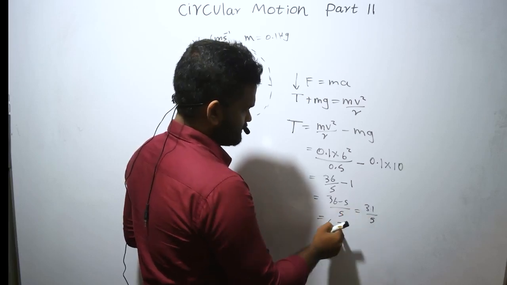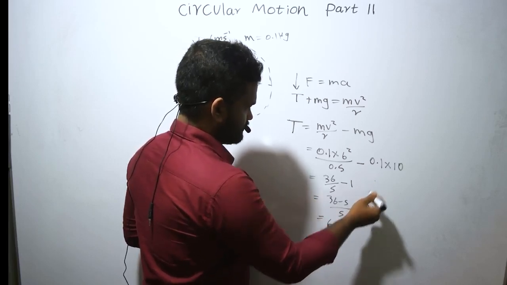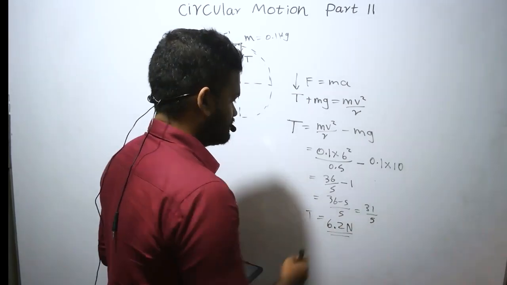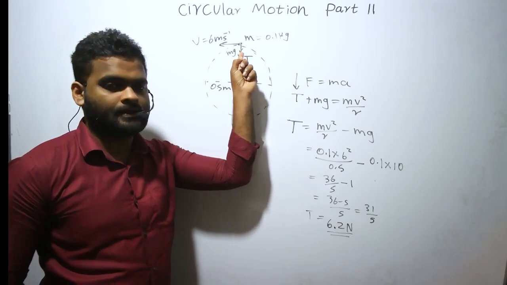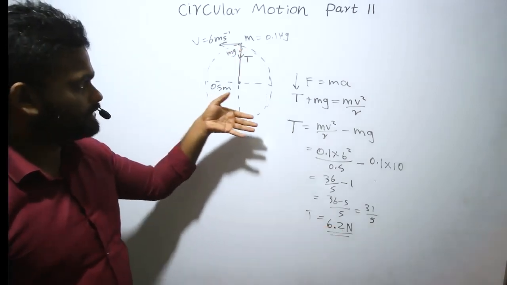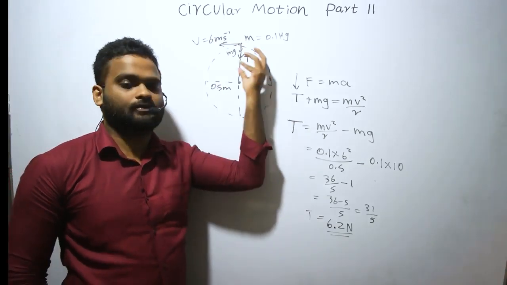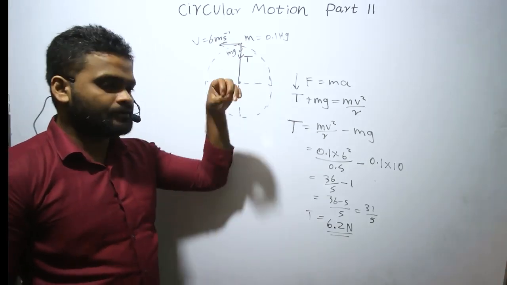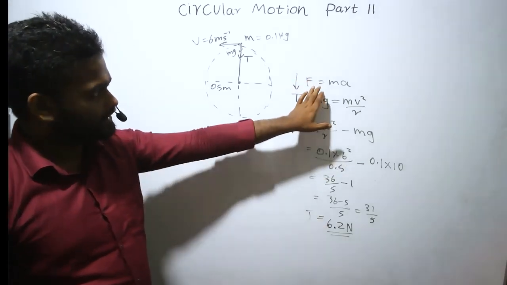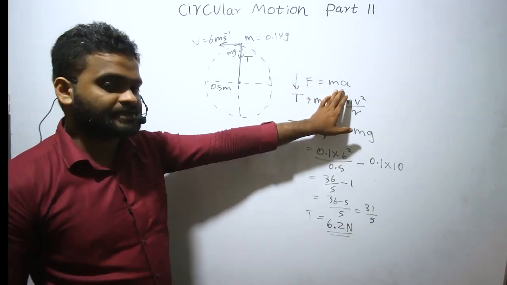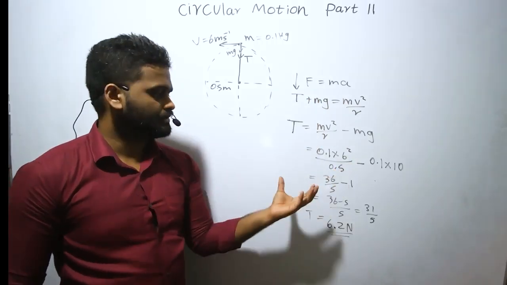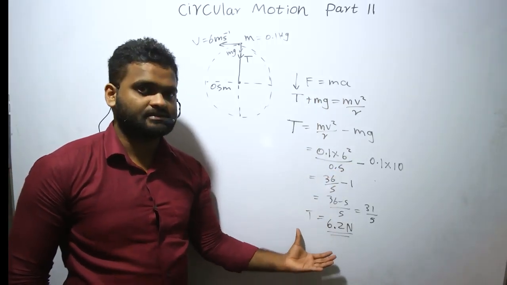Sorry, 6.2, yeah, 6.2. Okay, so the tension at the top of this motion is just 6.2 newtons, right? So remember, if you correctly mark the forces for any question and follow the methods to apply F equals ma correctly, in terms of correct vector knowledge, you will always get the correct answer, right?